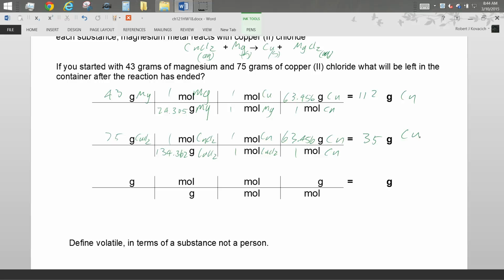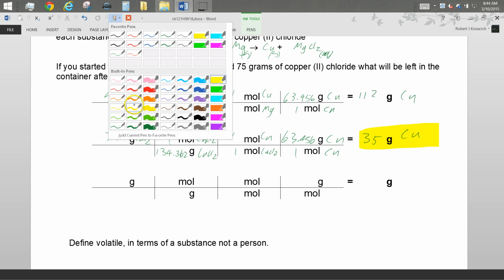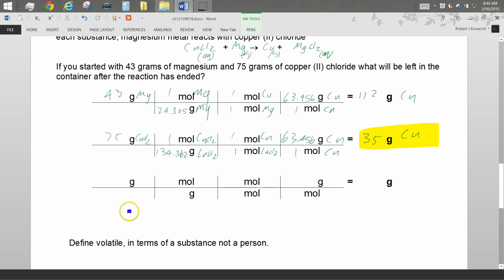So to answer this question right off the bat, I can say that I have this much copper in my container, and I've got 0 grams of CuCl2. Are we okay with that? All right, so what I need to do now is figure out how much of the magnesium got left over, because I definitely have leftover magnesium.